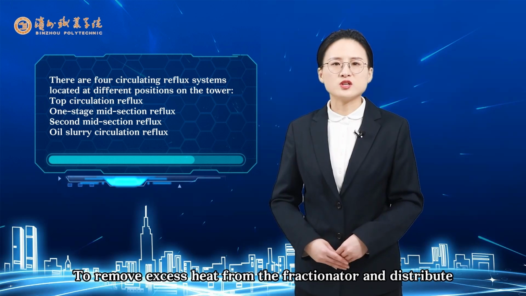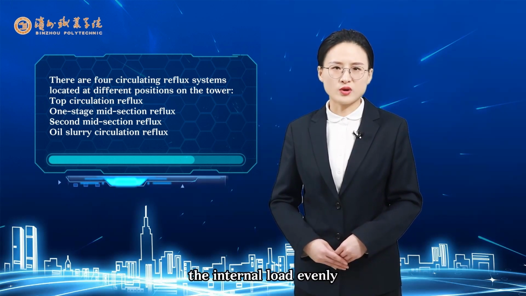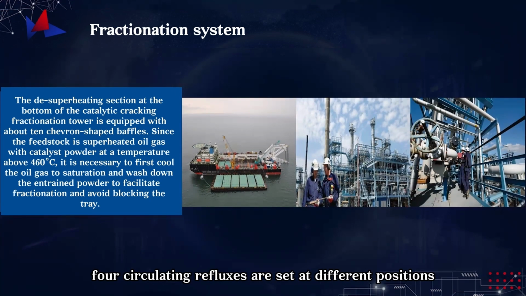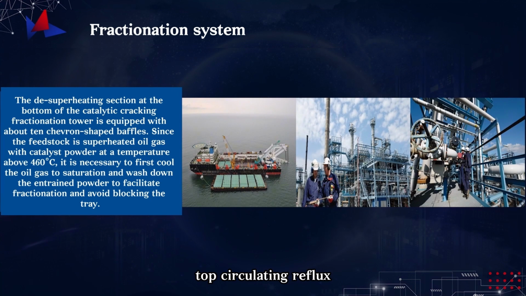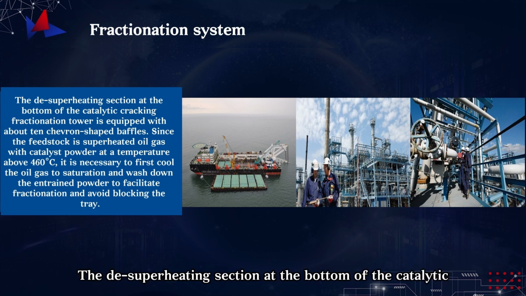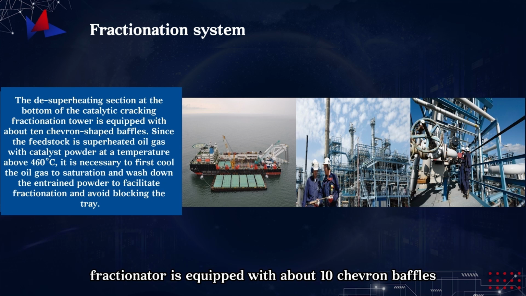To remove excess heat from the fractionator and distribute the internal load evenly, 4 circulating refluxes are set at different positions in the tower: top circulating reflux, first intermediate reflux, second intermediate reflux, and a slurry circulating reflux. The desuperheating section at the bottom of the catalytic fractionator is equipped with about 10 chevron baffles.